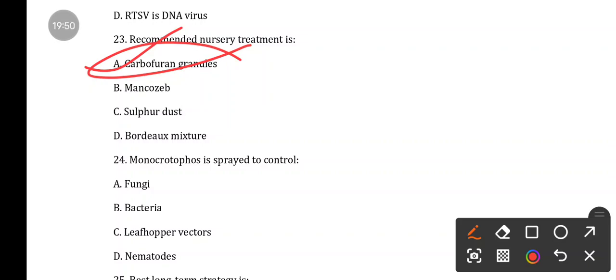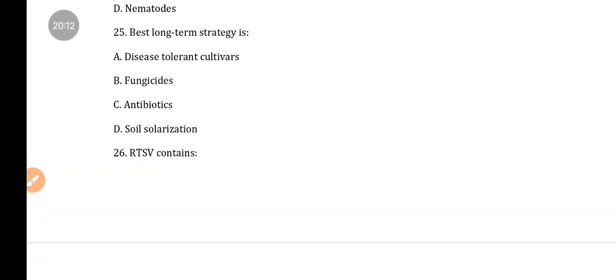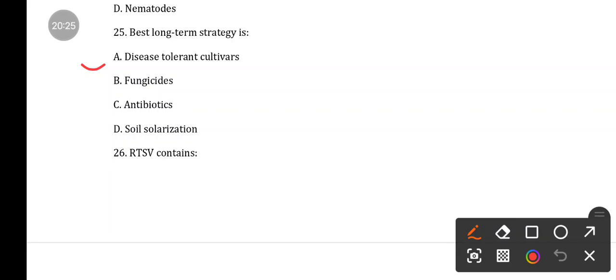Then question number 24. Monocrotophos is sprayed to control. Options are fungi, bacteria, leafhopper vector, nematode. As you all know that monocrotophos is an insecticide, it is used to control the leafhopper vector, the GLH. Next, question number 25. Best long-term strategy is option A, disease tolerant cultivars, B, fungicides, C, antibiotics, D, soil solarization. So for the long-term strategy, it is the use of disease tolerant cultivars.